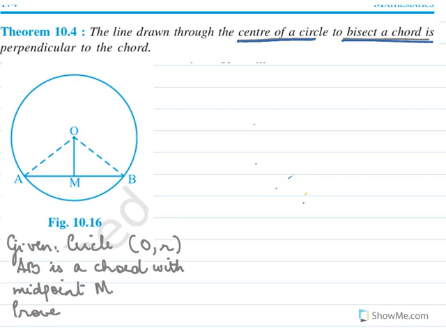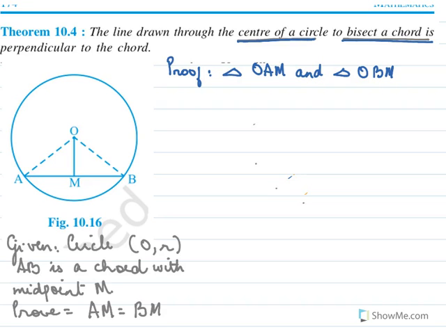So we need to prove that AM and BM are equal. This is our question. We need to prove AM equals BM. So first we'll take the two triangles, triangle OAM and triangle OBM. Let's mark these triangles. So here we have one triangle, and we take the other triangle. Now we need to prove these triangles are congruent.